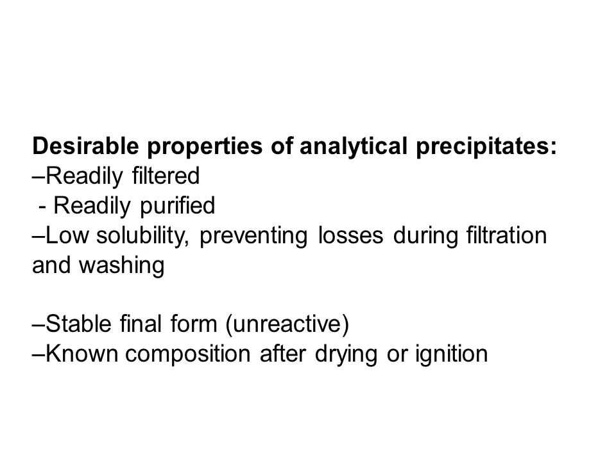In gravimetry, we have desirable properties of the precipitate. The precipitate must be readily filtered and readily purified. It must be of low solubility so we don't lose the analyte during washing. The final form must be stable and not reactive, and usually must be of known composition after drying or ignition.